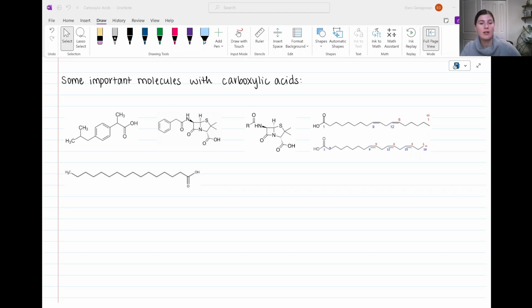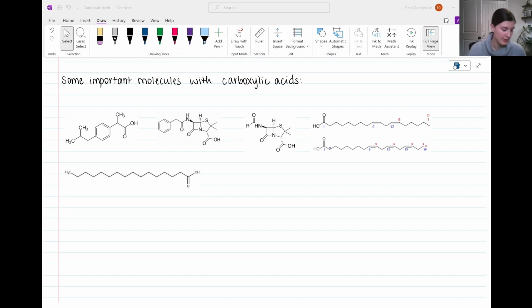In this video, I just wanted to introduce some important molecules that have carboxylic acids. I'm not going to go through any mechanisms or reactions. Just trying to show that this functional group, the carboxylic acid functional group, is present in many, many important molecules. There's only a few on this slide, but I encourage you to look at some molecules you might find in ingredients, in medicines, or even lotions and soaps, and you might find some carboxylic acids.